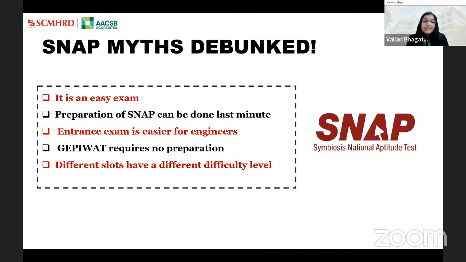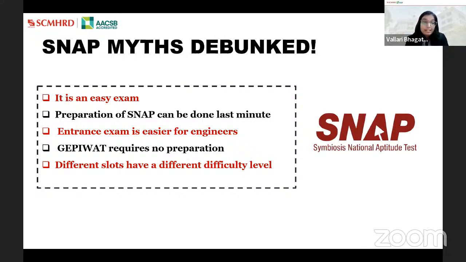A lot of people say that entrance exams are easy for engineers, but I'm someone who is from the commerce background, and so is Mohit with me, who is from the BBA background. And believe me, it's not that way. SNAP is a paper that provides an edge for all of us.